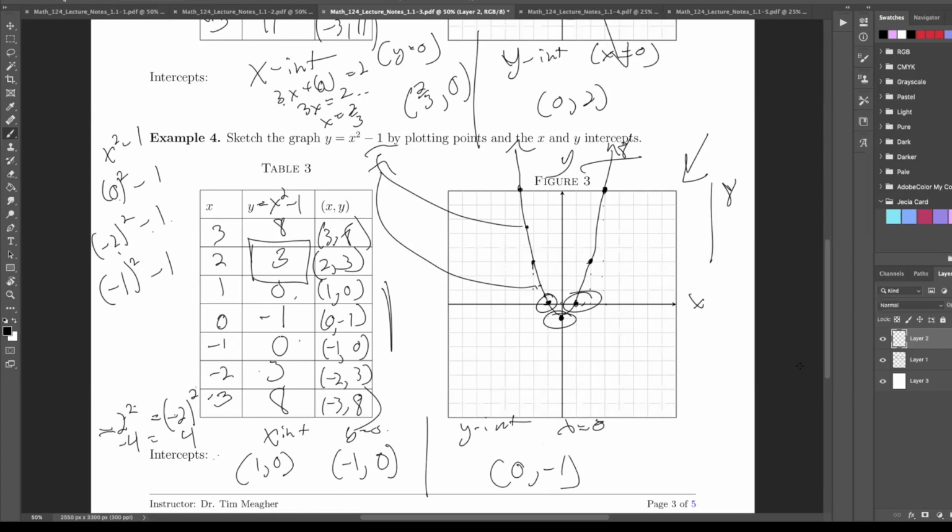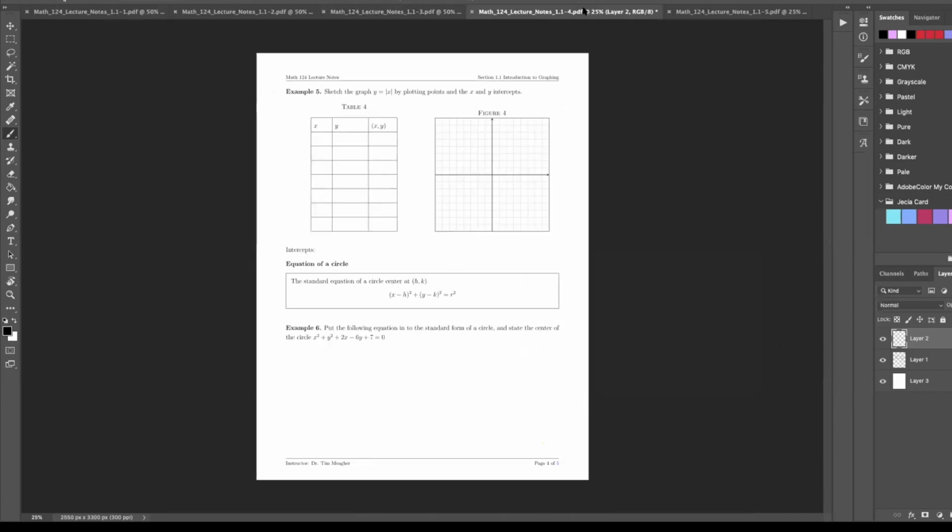Any questions on how to find x-intercepts or y-intercepts, or if you're given an equation, how to graph it? Nope. Okay. I really wish I could see your faces, but only so much. I won't make you guys turn on your cameras. All right, so let's do the next page.